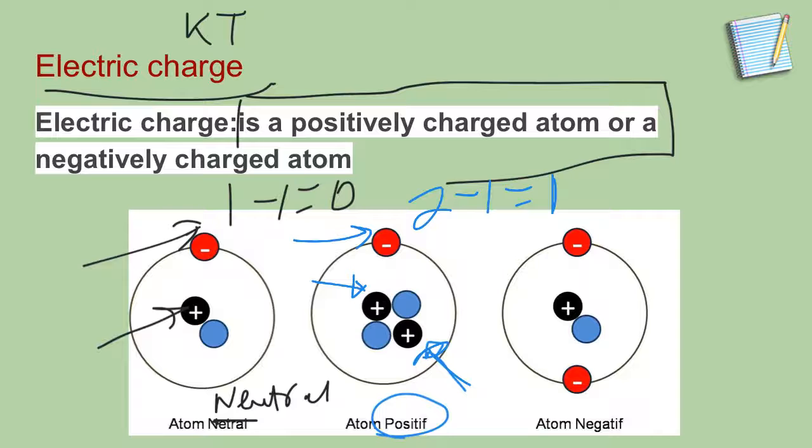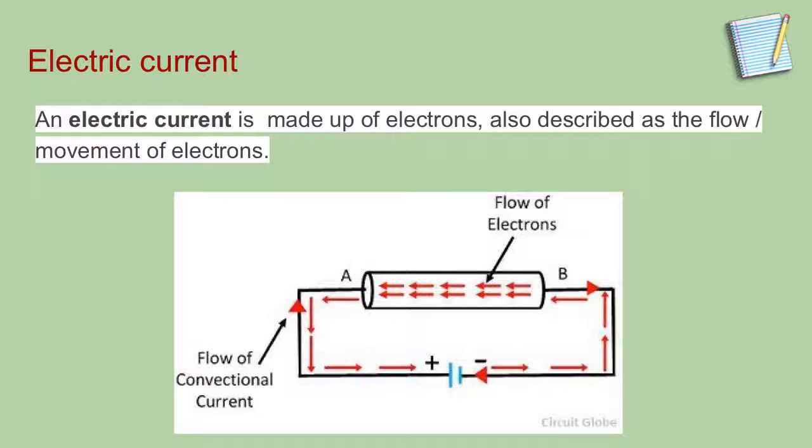And the very last one, over here, the negative atom. We have how many positives? One. We have how many negatives? One, two. So if you have 1 positive and 2 negatives, if you add them together, you are going to get negative 1, which is a negative net charge.